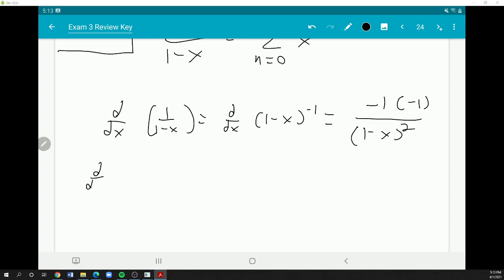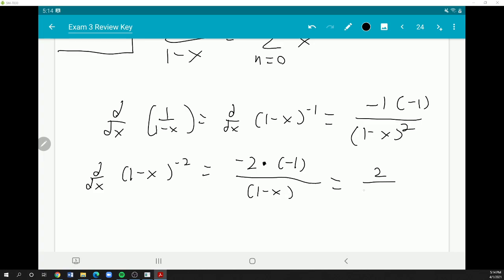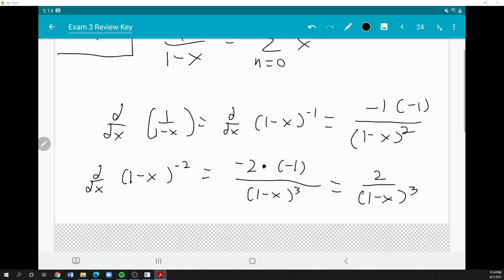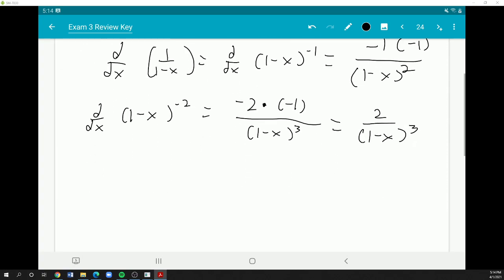And then d/dx of (1 minus x) to the minus 2 is going to be minus 2 times minus 1, again by chain rule, so that equals 2 over (1 minus x) cubed, because I'll get it to the minus 3. Okay. But why did I just do that?